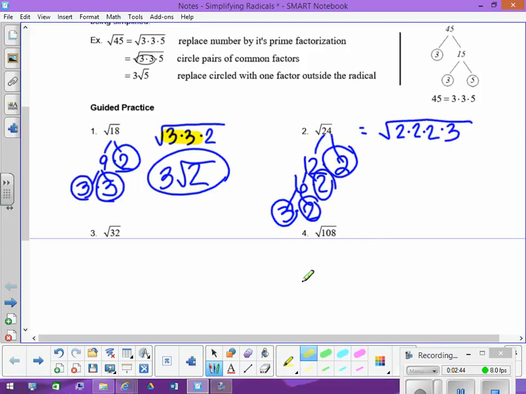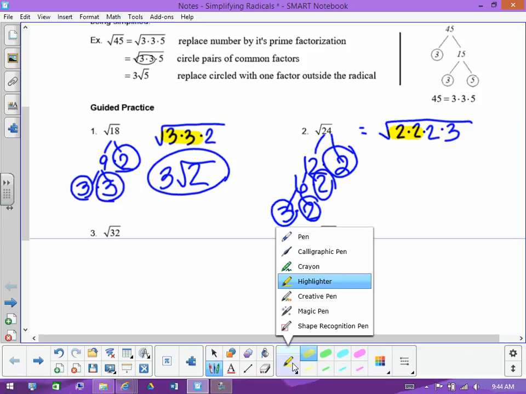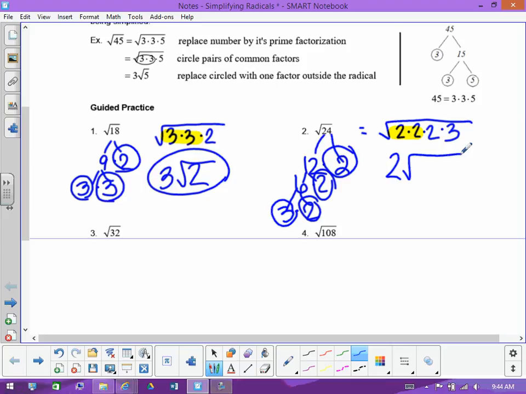So we're looking for pairs. So we have one pair. Of that pair, we're going to take that 2 out front, and we have to leave the other inside. What's 2 times 3? 2 times 2 is 4. 2 times 3 is 6. So you have 2 square root of 6.